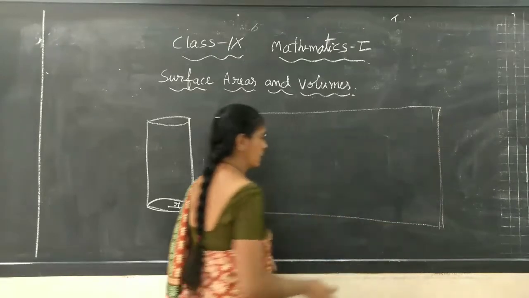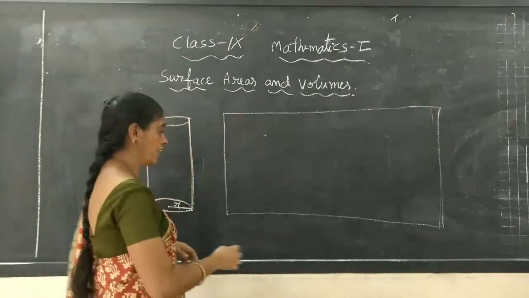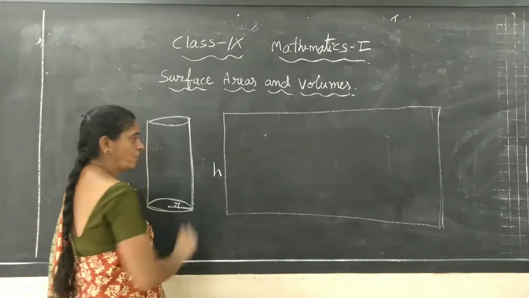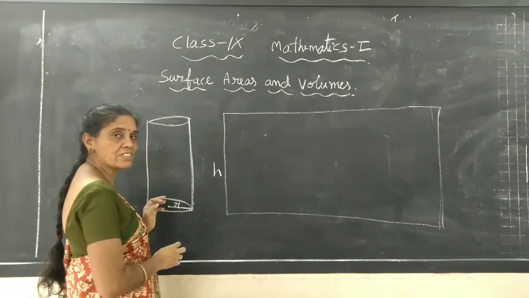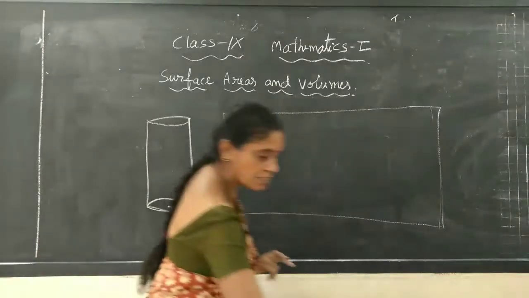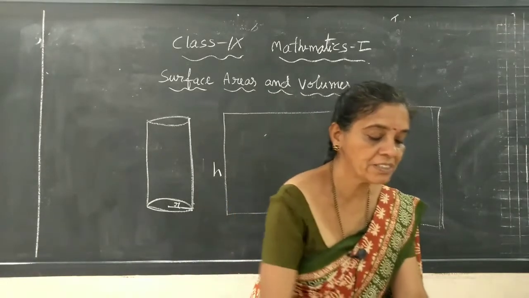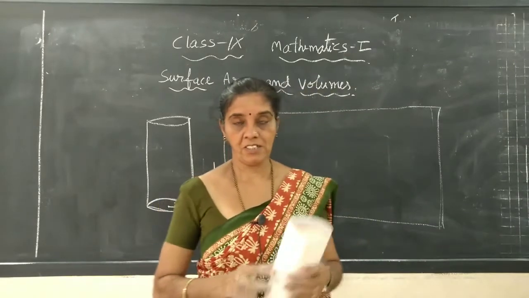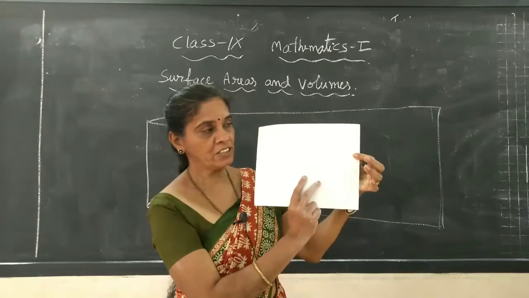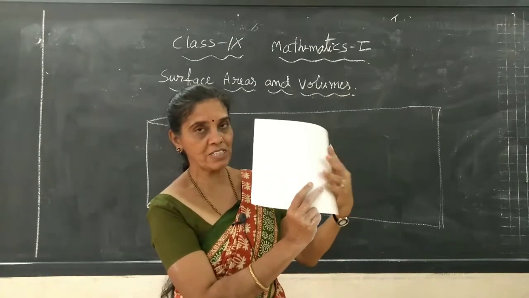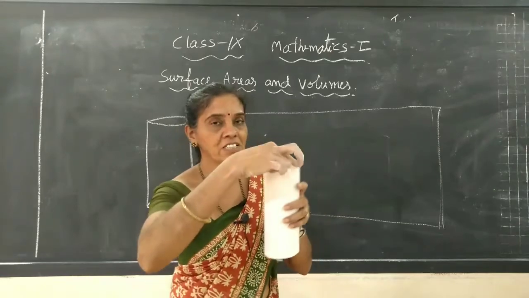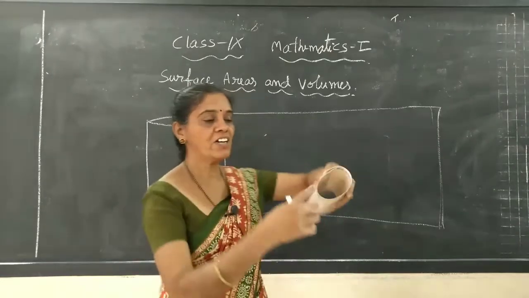You will get the rectangle of this shape. Here, this is nothing but the height. One side will become the height of the cylinder, as I showed earlier. So if you open that, you will get the rectangle. This becomes the height of the cylinder. Now, what is this other side?